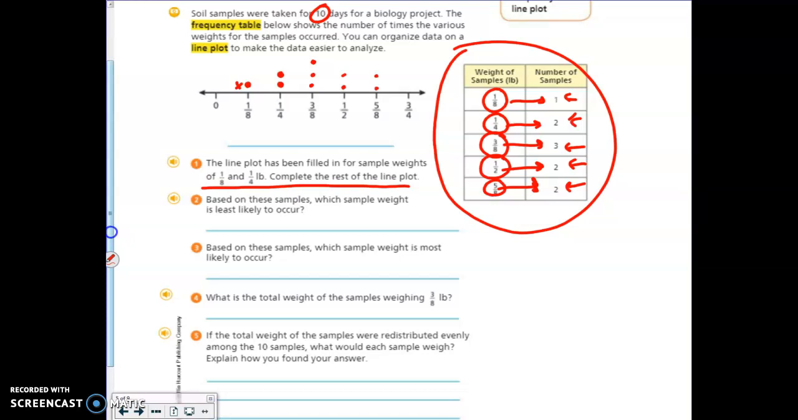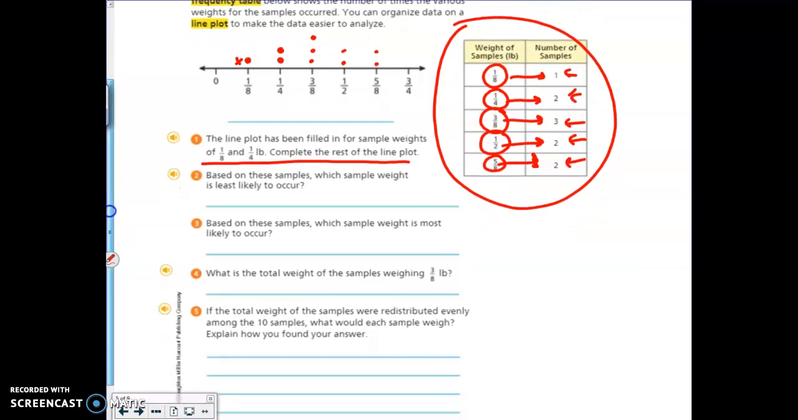Now, if we do this fairly organized, and we do this equally spaced out, or at least for the most part, this almost operates like a bar graph, in a sense that now we can tell which stack of dots is the tallest. So if they were to ask us a question like which of the weight samples occurred most often or least often, we can determine that based on the line plot that we have right there.